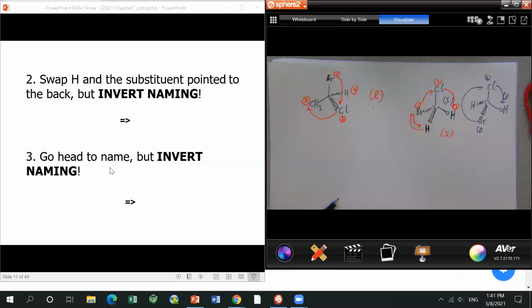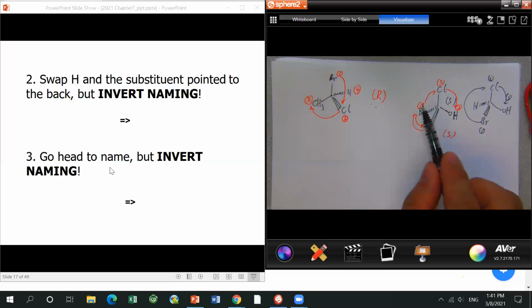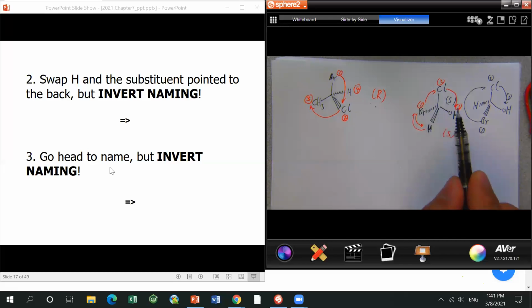I encourage you to use the third method. If the lowest priority group points towards you, go ahead and assign R and S directly. If it's clockwise, you need to give S, and if counterclockwise, give R. That's just inverting the naming, so that's what's happening.